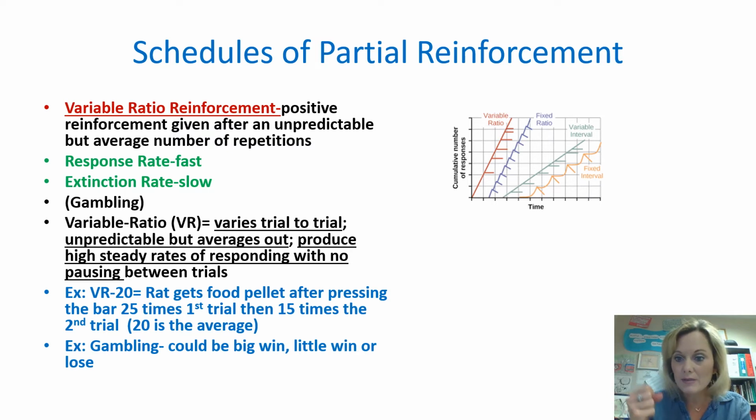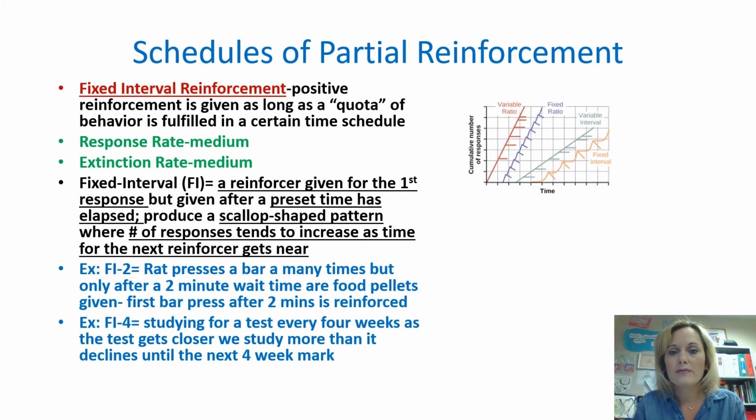And so you see variable ratio, it's really quick too. Fast response rate because they keep pressing here until they get a reward. And the extinction rate's pretty slow. So that works pretty good for lack of extinction.